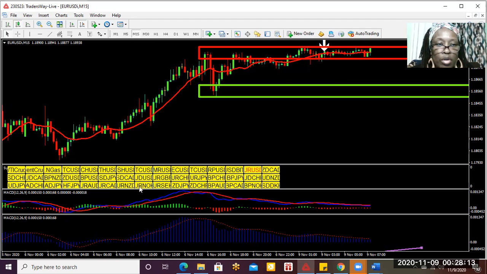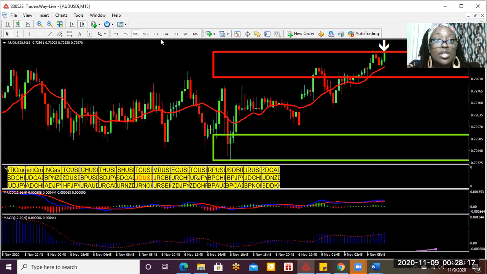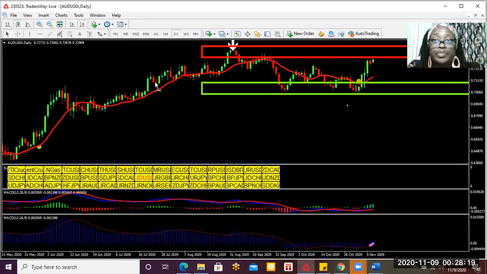Let's do another one just to show you. Let's do Aussie USD. Let's go to the daily. Remember, USD is secondary, so if the dollar is gaining strength, we're looking for a bearish move on the pair, and that's just where it's going on the daily. So when we drop down to the 15-minute, we should see price inside of our sell zone, preparing to drop.